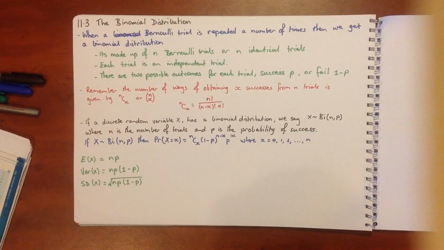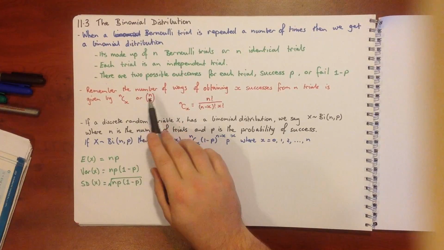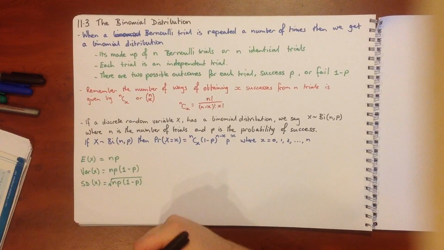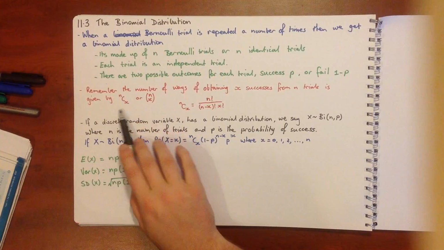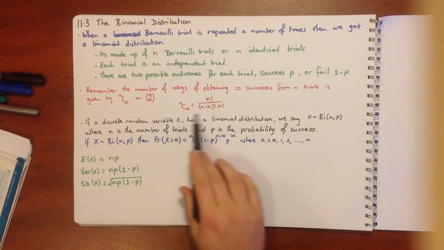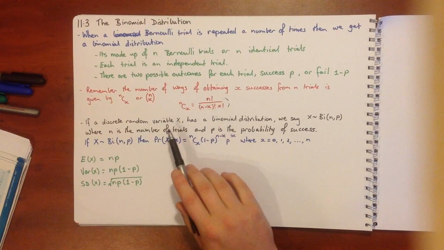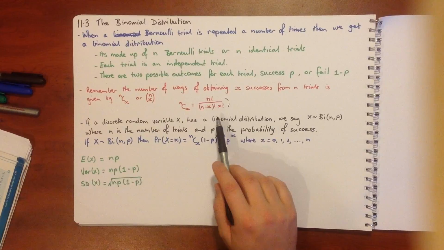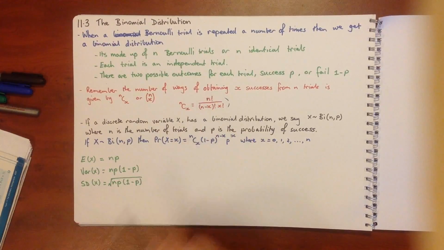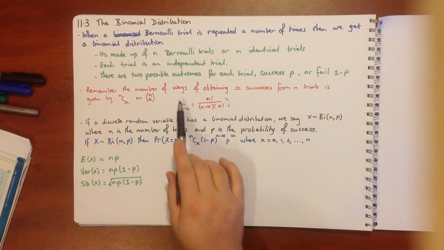Remember, the number of ways of obtaining x successes from n trials is given by nCx, or n choose x. Or you can write it with big brackets, n on top of x, which still means the same thing, n choose x. You'll find that you have an n choose x button on your calculator, so you really would not use this formula very often. It is equal to n factorial over n minus x factorial times x factorial. You're very rarely going to need that formula, because you can just use your calculator.